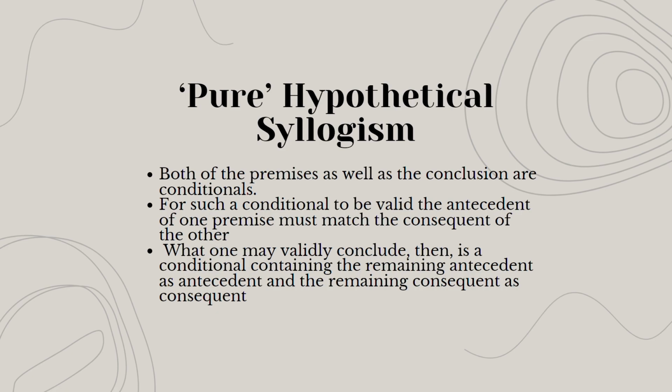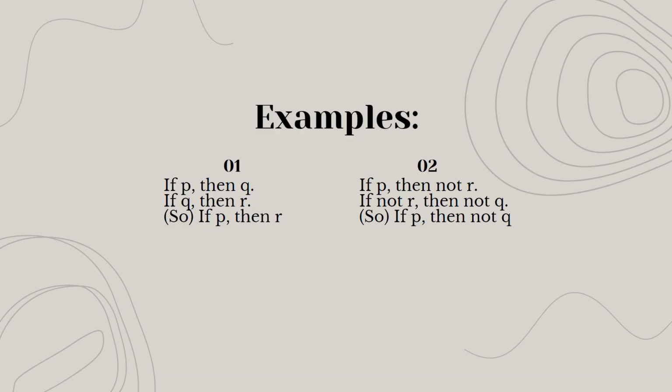Pure hypothetical syllogism. Both of the premises as well as the conclusion are conditionals. For such a syllogism to be valid, the antecedent of one premise must match the consequent of the other. What one may validly conclude, then, is a conditional containing the remaining antecedent as antecedent and the remaining consequent as consequent. For example, if P, then Q. If Q, then R. So, if P, then R.